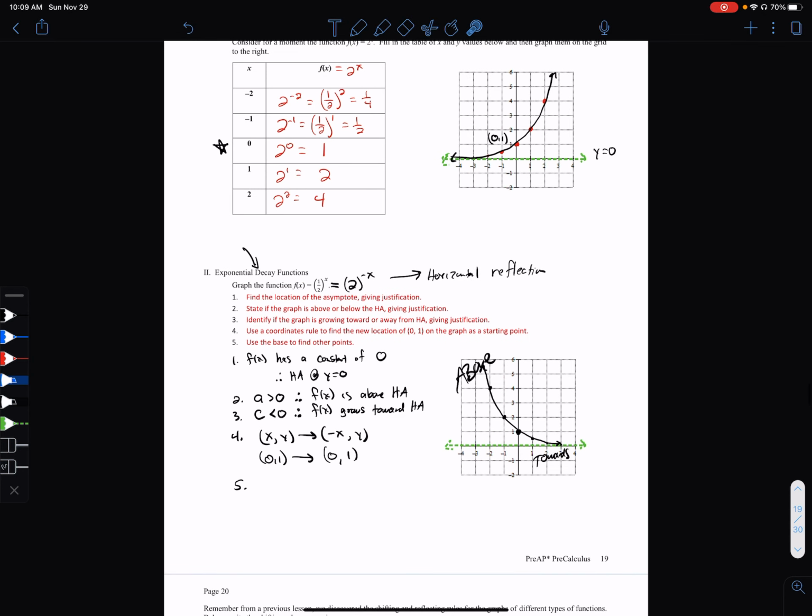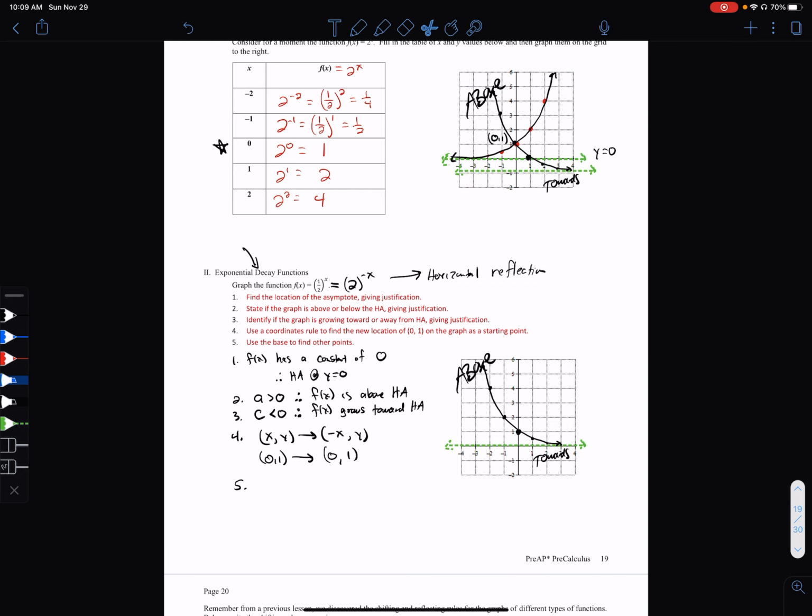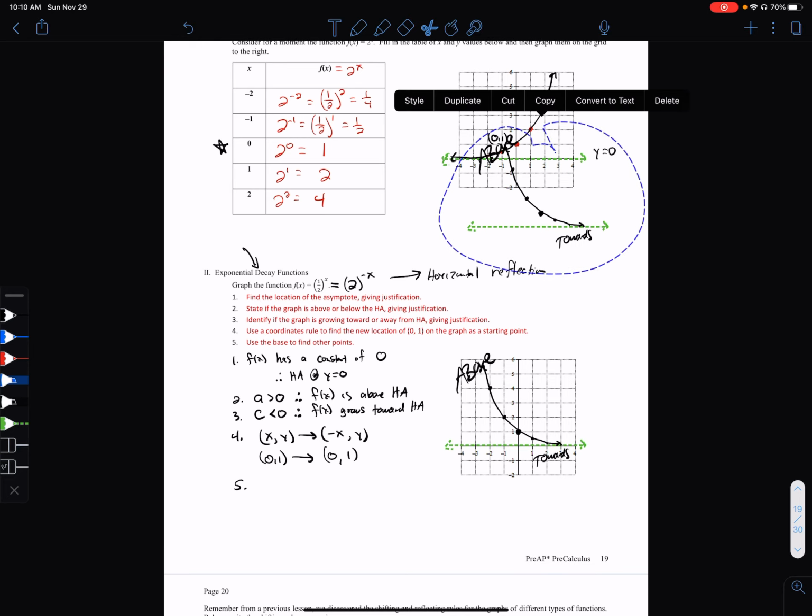Hopefully you can see if I were to just take this and throw this up here, this is the same graph. Just wanting to snap to the grid. Reflected, it's a horizontal reflection reflected across the y-axis.